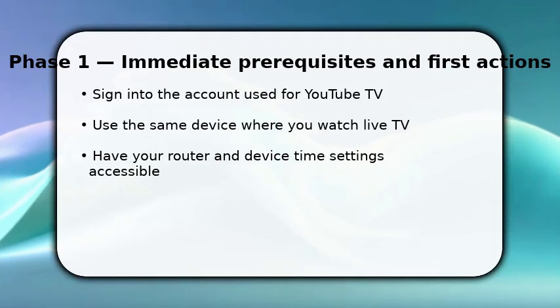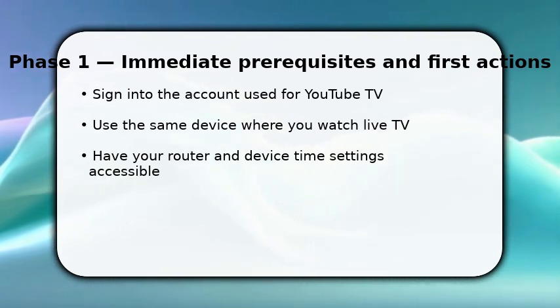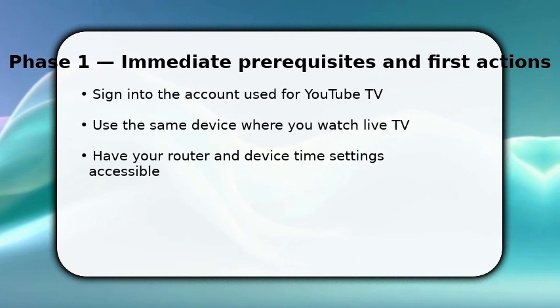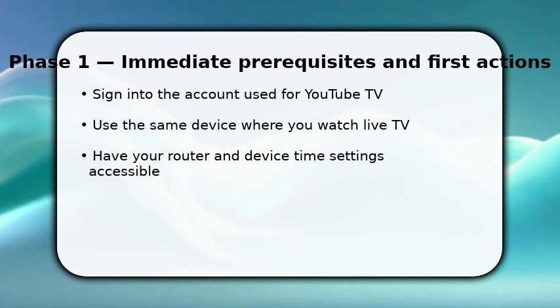You start by opening YouTube TV and signing in with the account that manages your subscriptions. You do this now because the service reads device time for live and DVR scheduling. Once signed in, navigate to Settings.